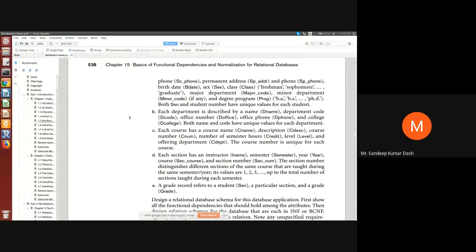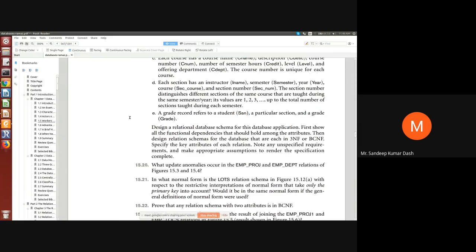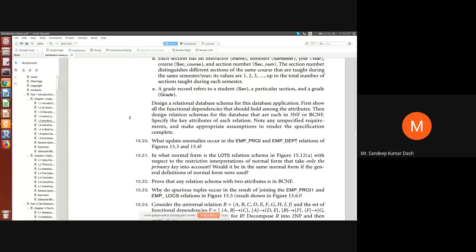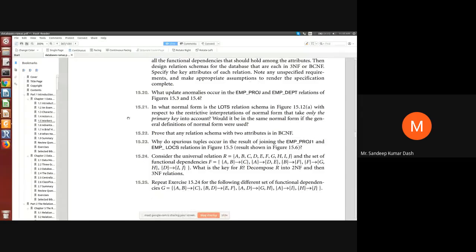Sixth edition or any edition, the content of the books is almost the same. It is the most elaborate book on database concepts. See this example, example 15.24. Try to do it in 10 minutes. Tell me what you are getting.